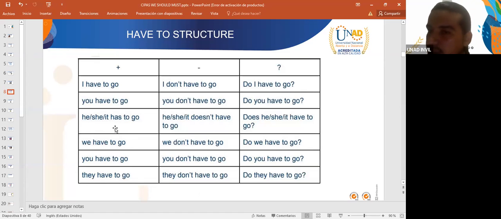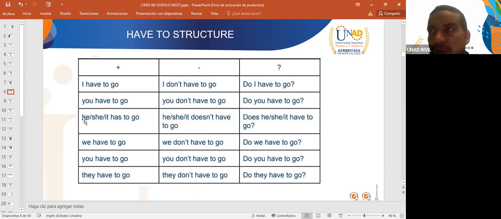Pero hay que tener en cuenta algo. Cuando trabajemos con estructuras afirmativas, si utilizamos he, she, or it, alguno de esos tres sujetos, no vamos a utilizar la expresión have to. Tenemos que cambiarlo levemente. Tenemos que convertir esa expresión en has to. ¿Listo? Pero solo con estos sujetos.